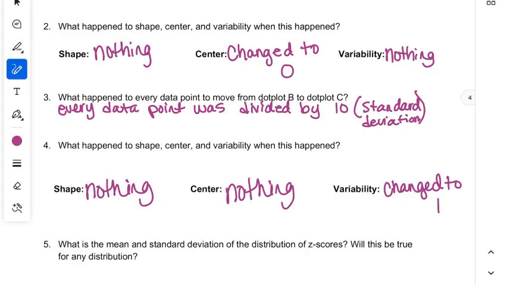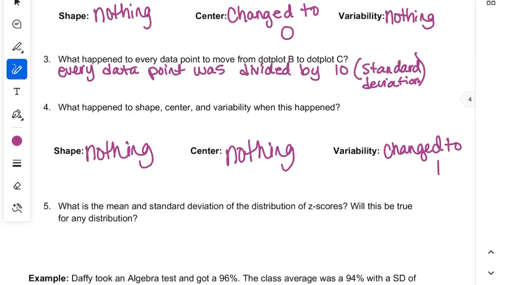Okay, so instead of being all the data points on a dot plot, it was changed so that the mean is 0, standard deviation is 1. And so this is how we standardize scores, which makes it where we can compare two different data sets to each other.